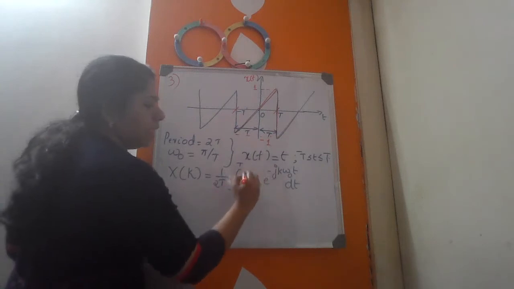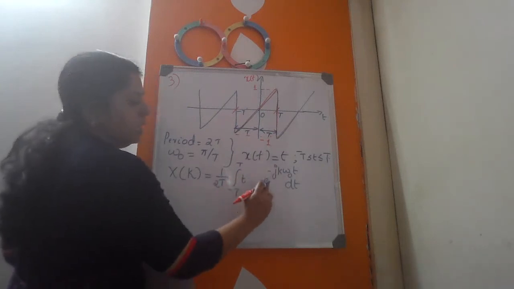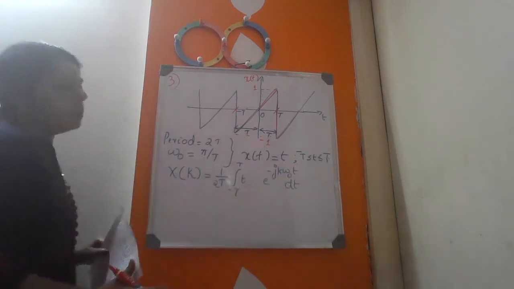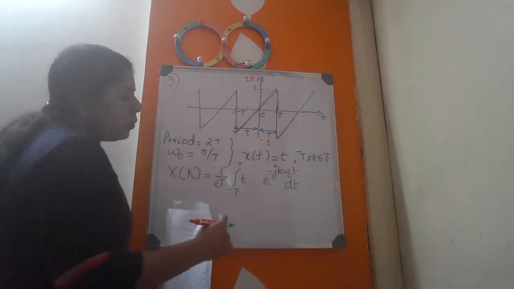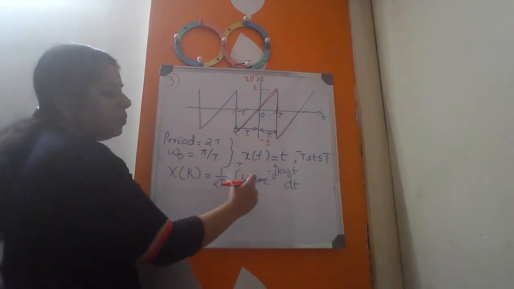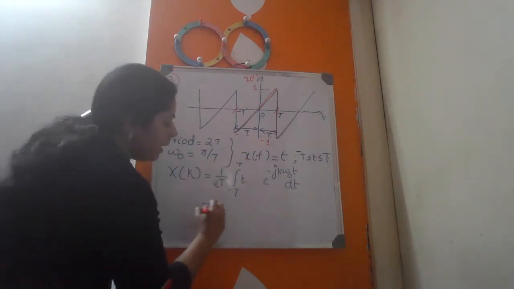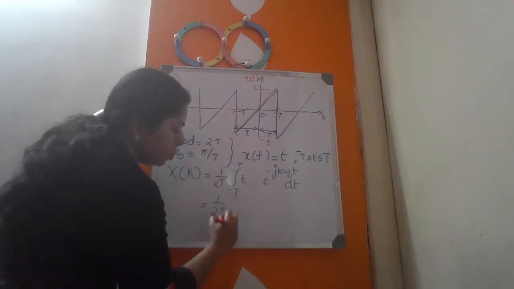X of t is t. So t multiplied by e power minus j k omega naught t dt. This is what I am getting. So how can we integrate this thing? This is integral uv formula, that is how to integrate this thing, as 1 by 2t.